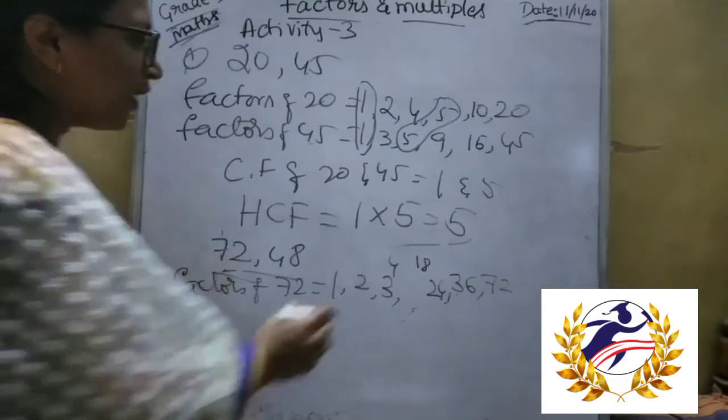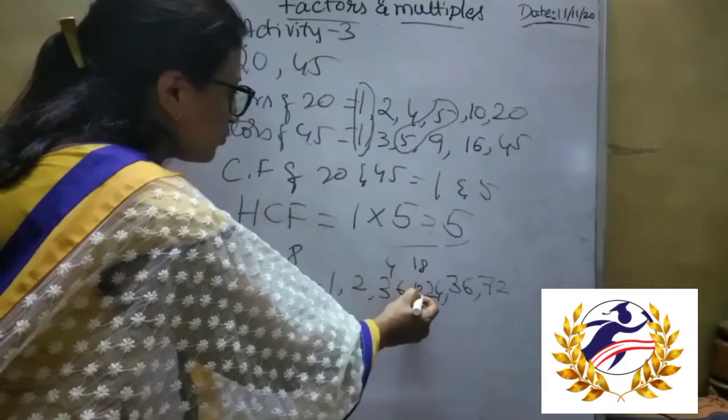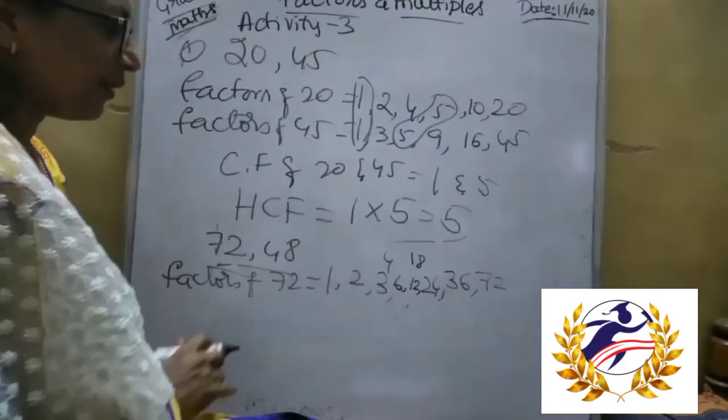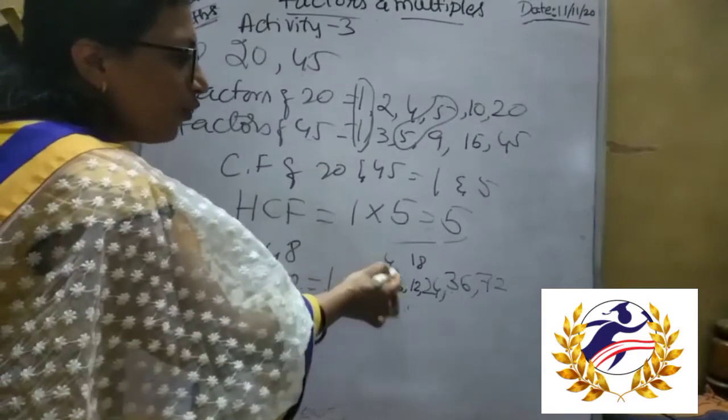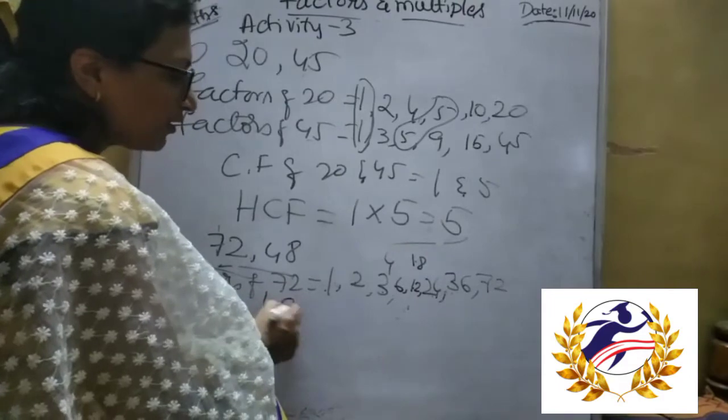6 12s are 72. Like this it goes with these numbers: 1, 2, 3, 4, 6, 12, 18, 24, 36, 72. Factors come for that many numbers.